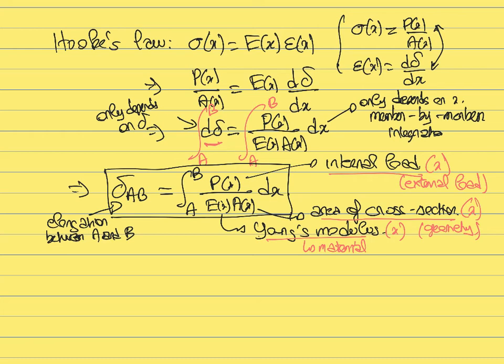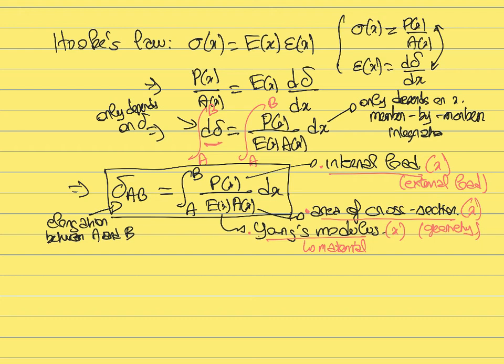So in practice, to calculate the elongation of the beam, we will first need to determine the internal load at each x, and then once you know this, and once you know both the cross section and the Young's modulus, you will be able to calculate the elongation by solving this integral.